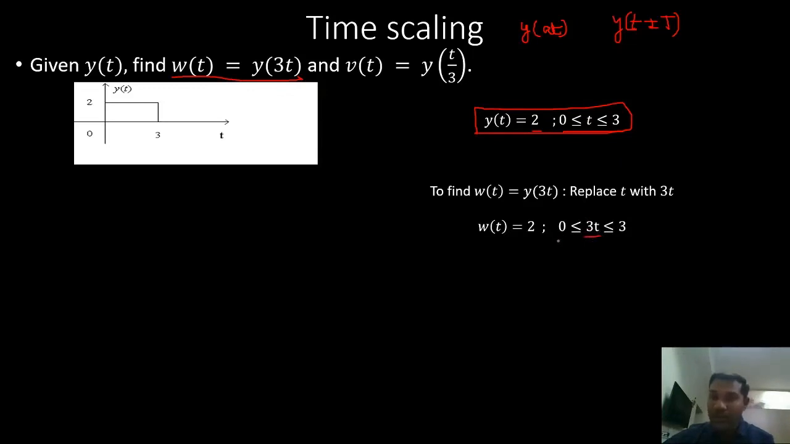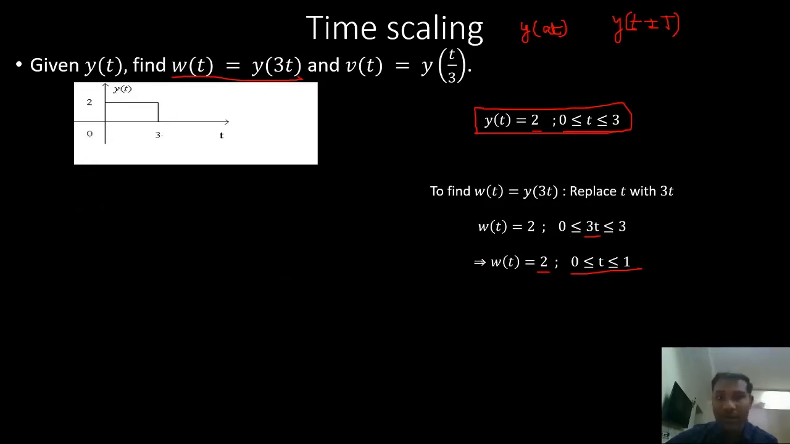Now we'll simplify this inequality. So I'll divide this by 3, divide this by 3, and divide this by 3. I'll get 0 less than or equal to t less than or equal to 1 as my range, and the amplitude stays 2. So graphically, how will this look? This one from 0 to 3, it is 2.